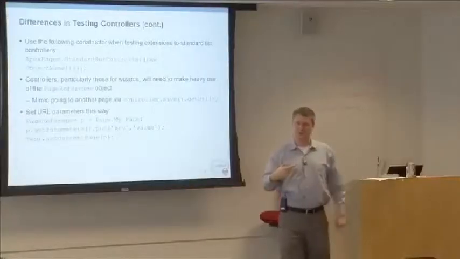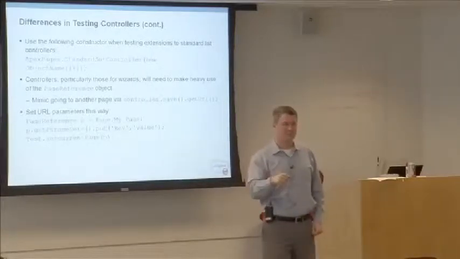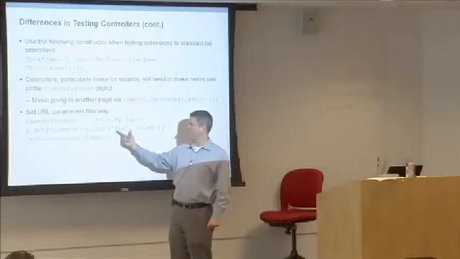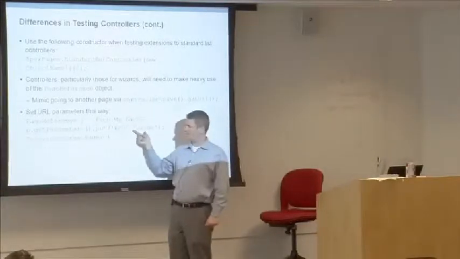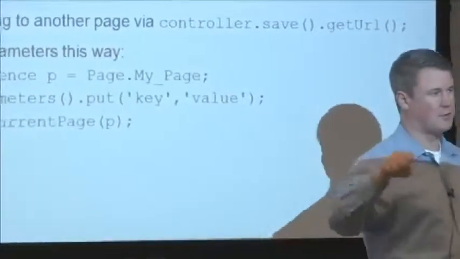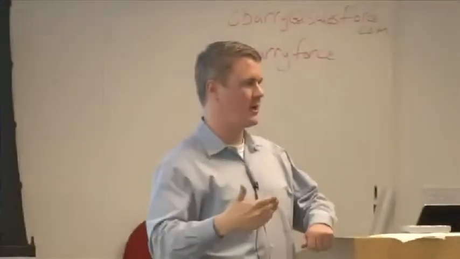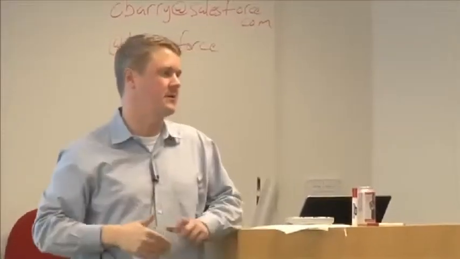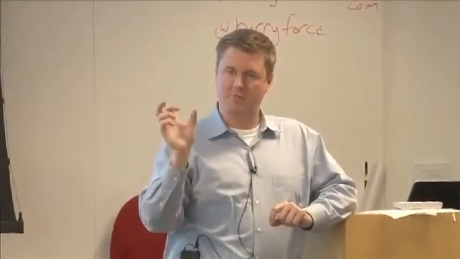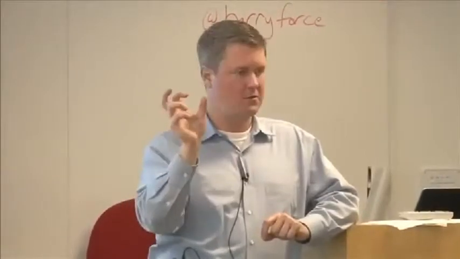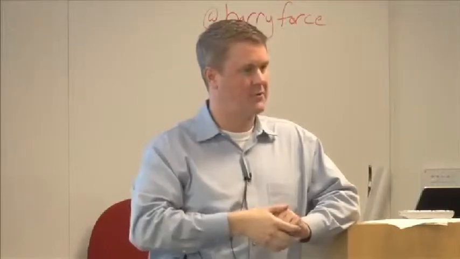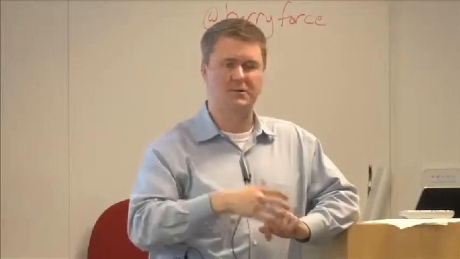You would also, on that page, call getParameters and put key value pairs on there. That way, inside of your controller code, when it calls getParameters.get and then that specific key, it will find that data. So what we're doing is mimicking the browser, where the user has that URL with those query string parameters that the controller needs in order to do its queries or whatever it has to do.